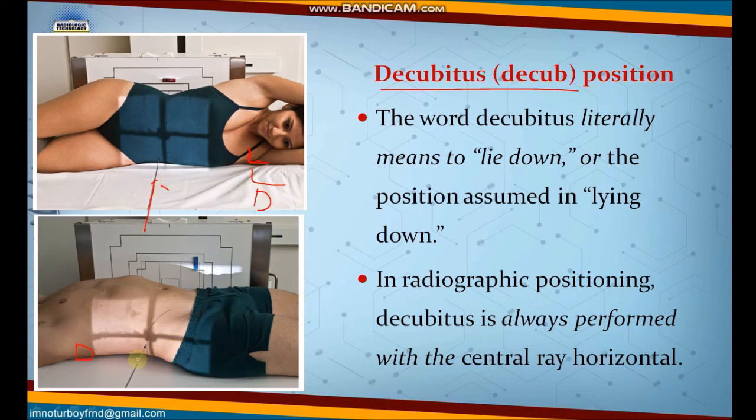For this one below, the dorsal surface is in contact with the IR. So this is dorsal decubitus, because the patient's dorsal surface is placed in contact with the table with a horizontal X-ray beam. Okay, so that is for the decubitus. Again, decubitus is always performed with the central ray horizontal.